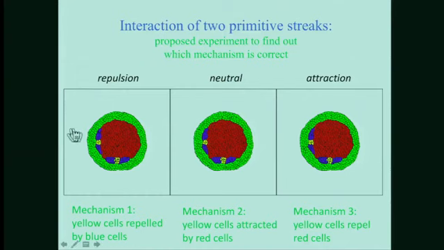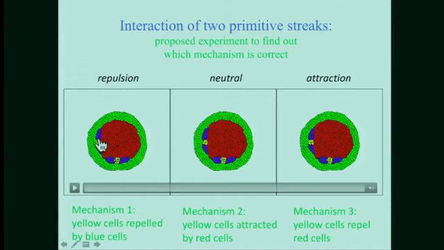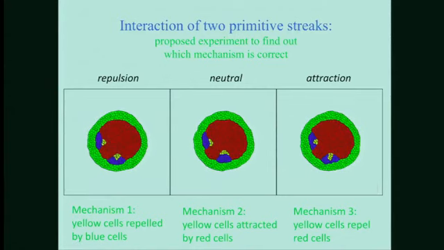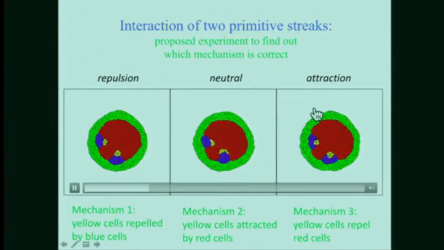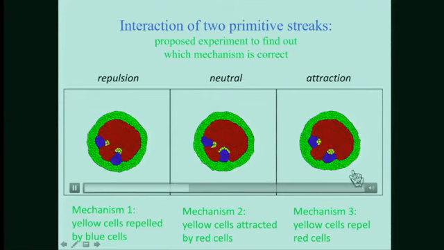And to do this, we made simulations where we have formation of two primitive streaks in the same embryo. This from time to time happens in experiments. And I have shown here 3 out of 4 mechanisms. Mechanism 4 and mechanism 3, I think, coincide and give the same result.